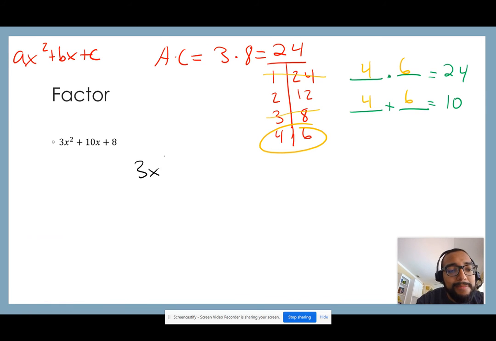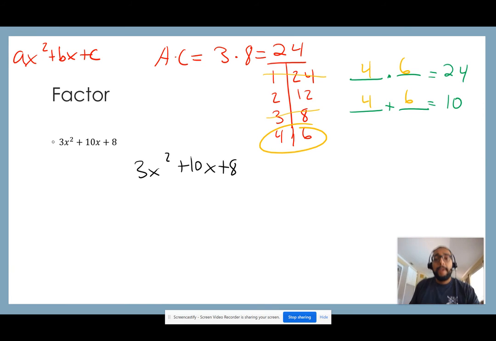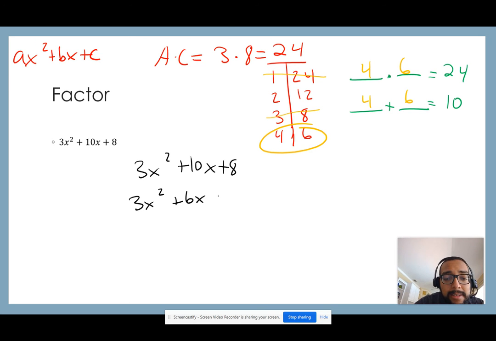So 3x squared plus 10x plus 8. Now with this, again, I was looking for two numbers that were adding up to be my B term. And the reason why I needed that, because I'm going to utilize those two numbers now. I'm going to break up that 10x, and I'm going to say 6x plus 4x.